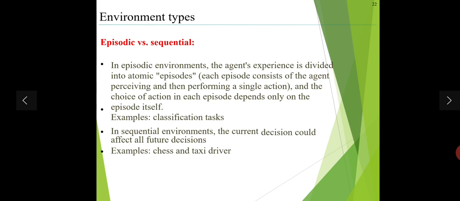The third environment type is episodic versus sequential. Episodic is what it is according to the episodes. In episodic environment, the agent's experience is divided into atomic episodes. Episode means it consists of an agent perceiving and then performing a single action, and the choice of action in each episode depends only on the episode itself. So example is classification task. In sequential environment, the current decision could affect all future decisions because it is in a sequence. So chess and taxi driver are examples of this.